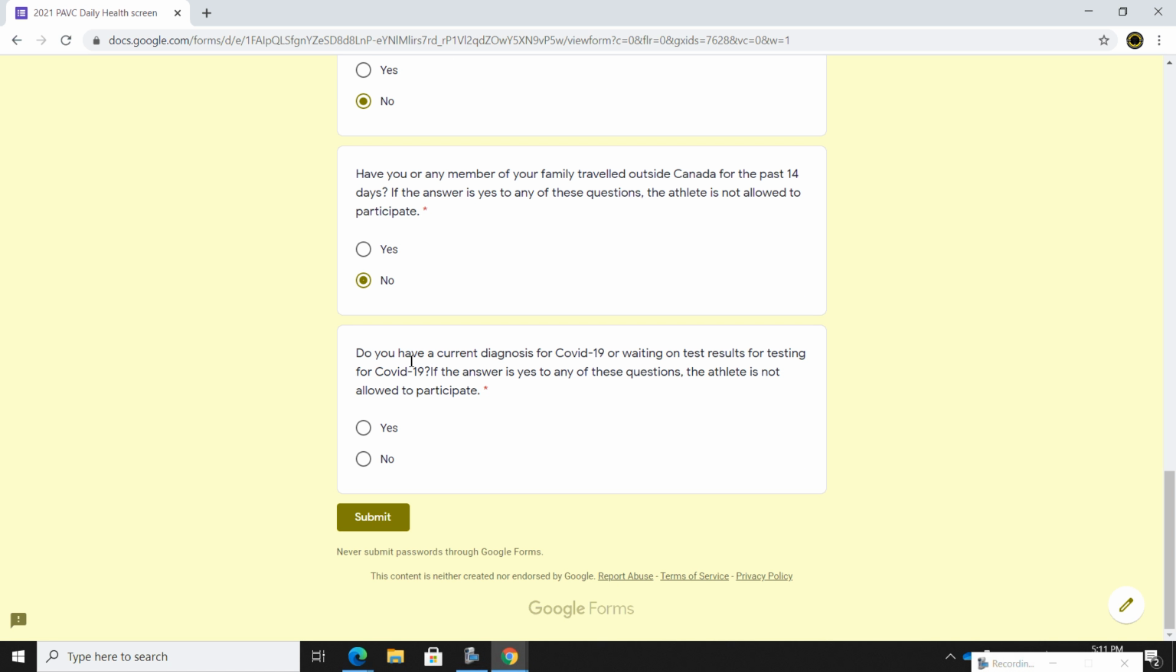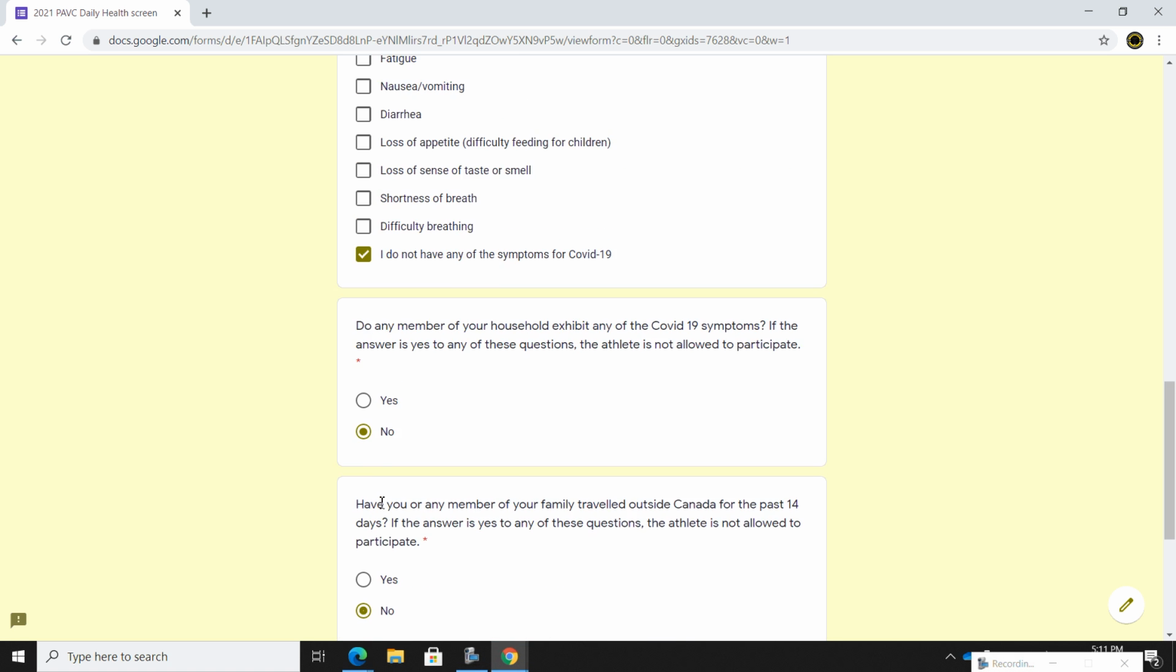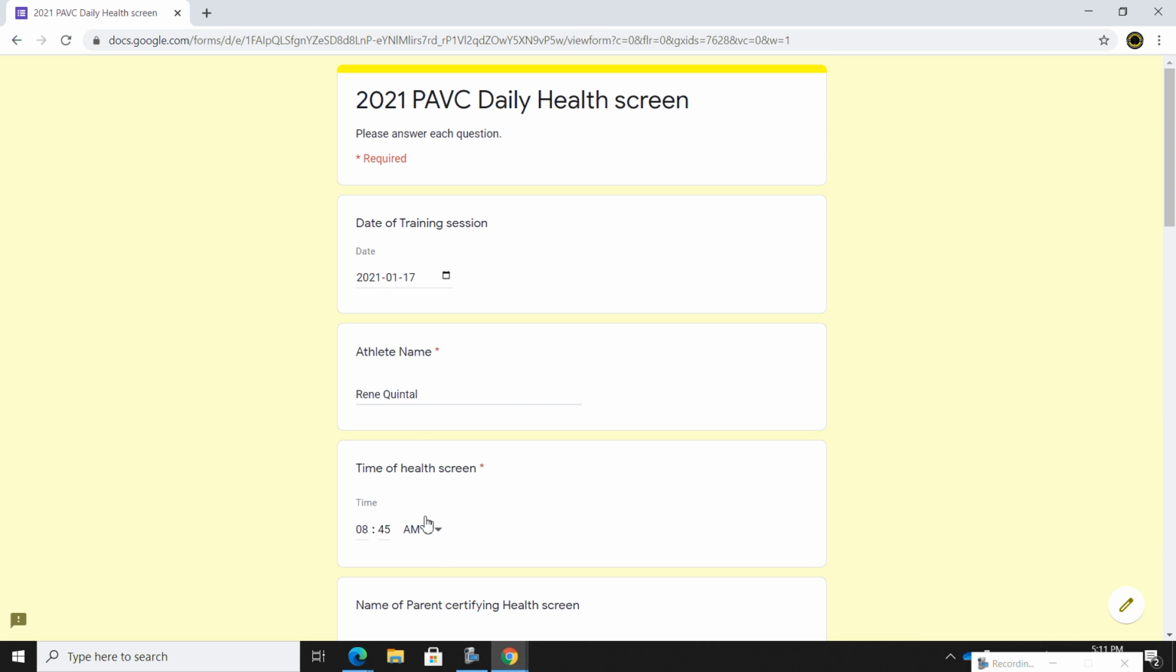And do you currently have a diagnosis for COVID-19, or are you waiting for test results? So if you've been tested, if you go for a COVID test on Friday and you haven't heard back by your practice on Sunday, you cannot practice. So if the answer is yes, you're not allowed to participate. So the answer is no. And then you would just submit, and we have a record of it. Okay, so let's make sure that we get this done less than an hour before your training session, okay?